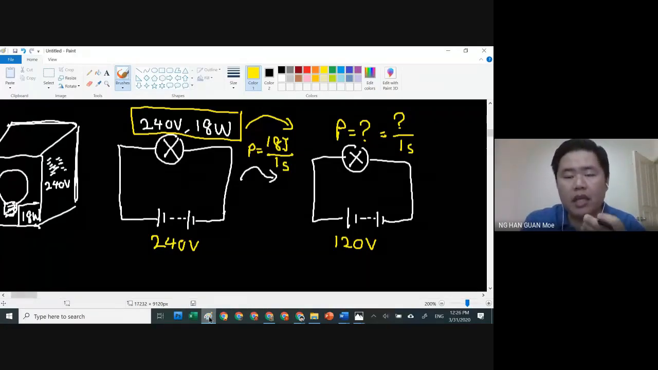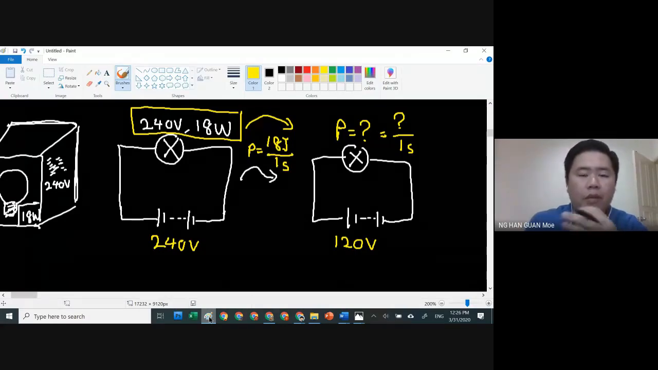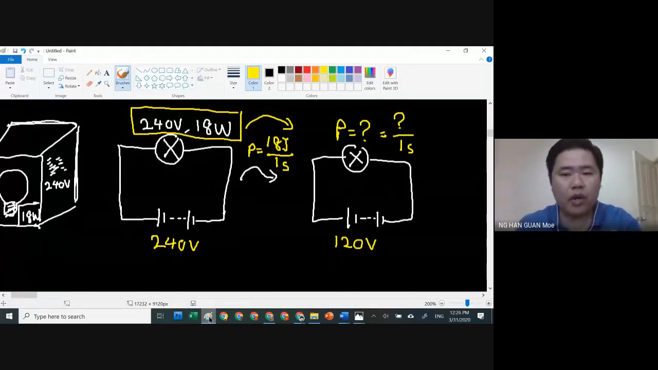So here, just understand that even if the supply is not the same as the power rating, the device may still be able to work. Only the energy consumed will be less. If you apply it on the bulb, the brightness will be less. If you apply it on an electrical motor, it may still be able to rotate, but the speed will be reduced.